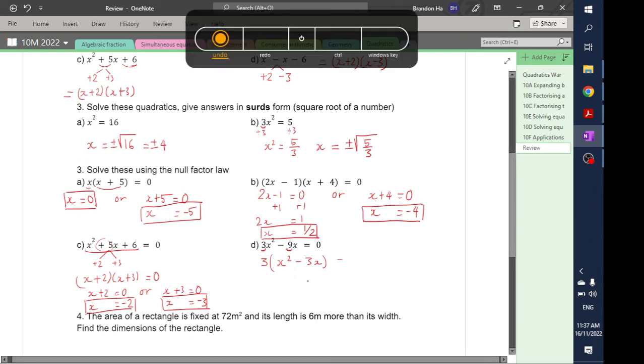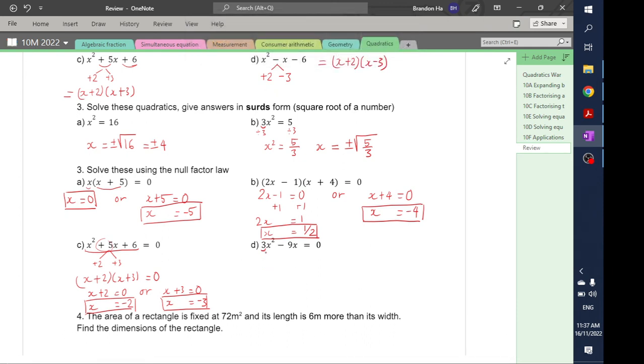Actually, this one can be done in a better way. All right, so let's take a look at the common factors here. The common factor here is actually 3x, because 3x squared is 3 times x, right? Negative 9 is negative 3 times x. So we can just take the 3x outside the bracket. So 3x times (x minus 3) equals 0. So our answer is x equals 0 or x minus 3 equals 0. So x equals 3.